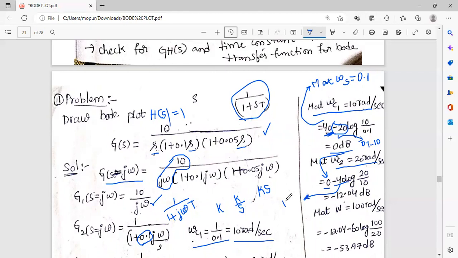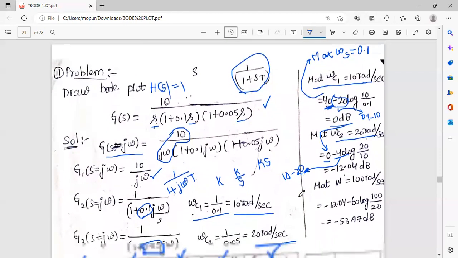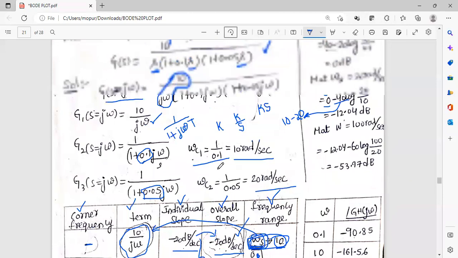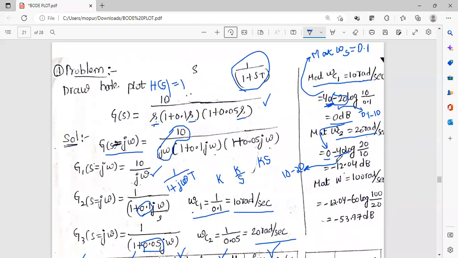That is omega c1 to omega c2, 10 to 20 radians. How much is the overall slope? Check from the table. From 10 to 20, the overall slope is minus 40 dB per decade. So the overall slope is minus 40, times log of the higher frequency, omega c2, 20, by the lower frequency, the previous frequency, 10. If you find this, you will get the magnitude at 20, which is minus 12.04 dB.